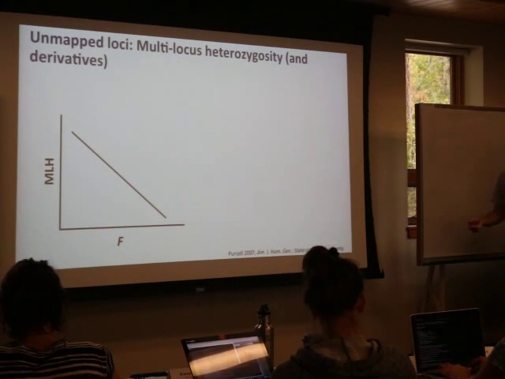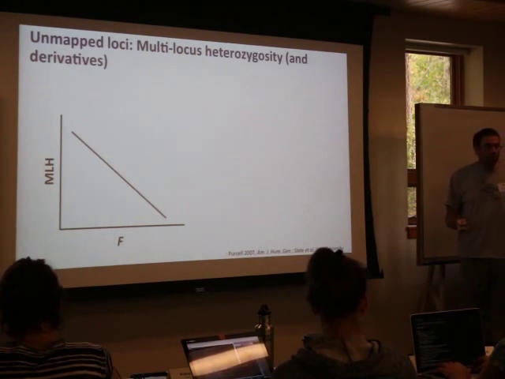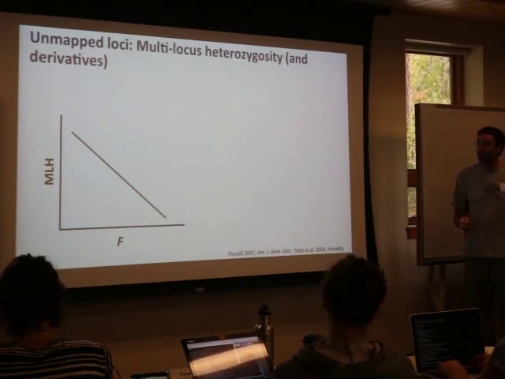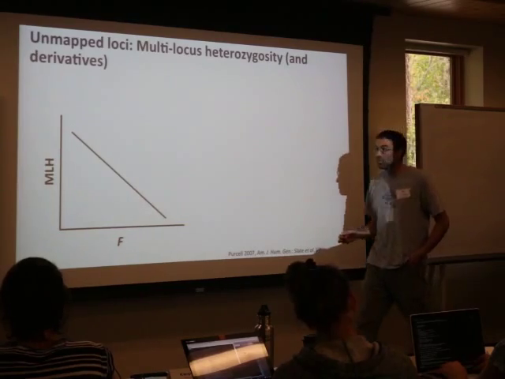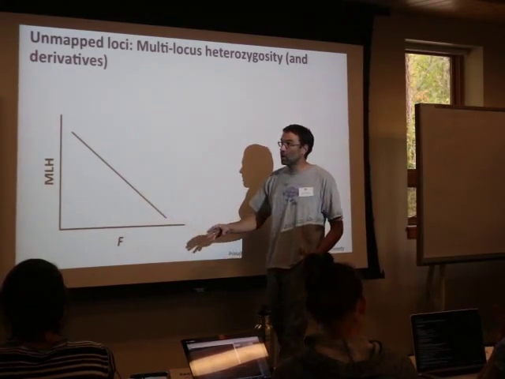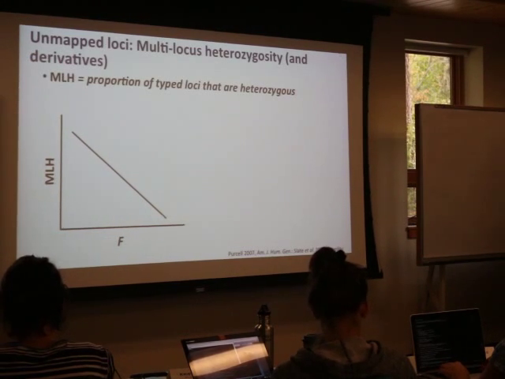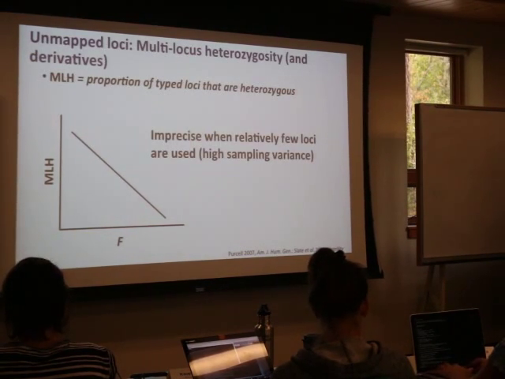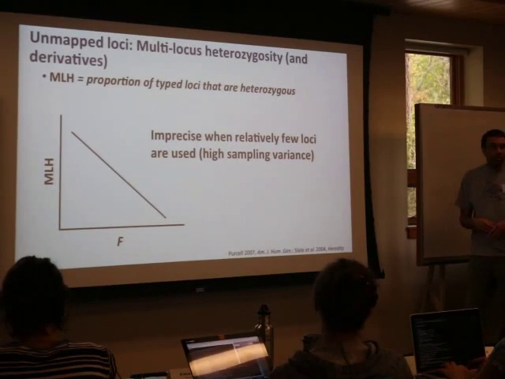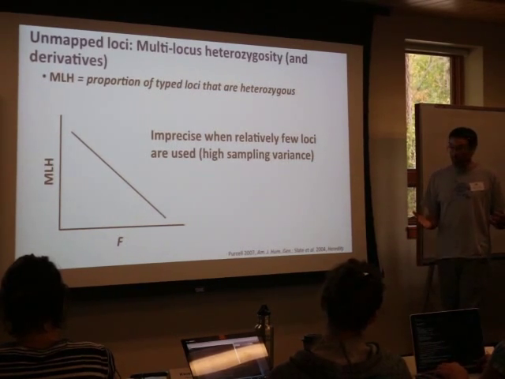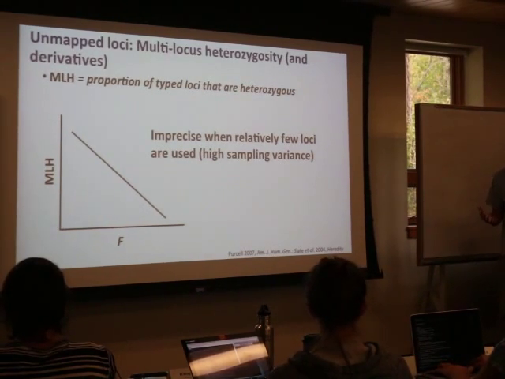We can also use unmapped markers, and basically this is an approach of using the proportion of typed loci that are heterozygous as a measure of individual inbreeding. We can do this because individuals who are more inbred have lower heterozygosity in the genome. And this is known to be highly imprecise when relatively few loci are used. If you only use a dozen microsatellites or 3 allozymes or something like that to estimate multiple locus heterozygosity, the sampling error is enormous and the estimates are incredibly imprecise.